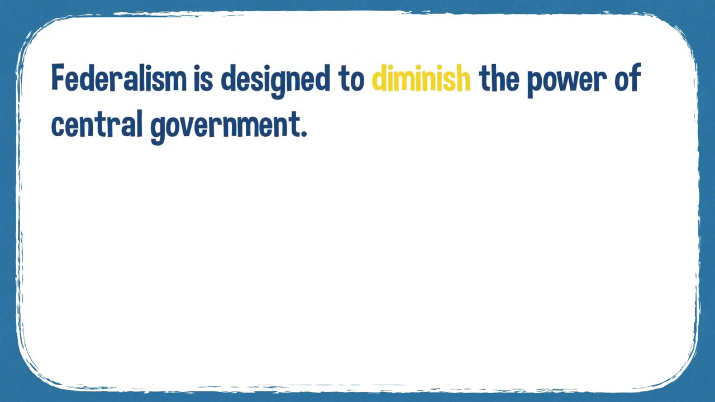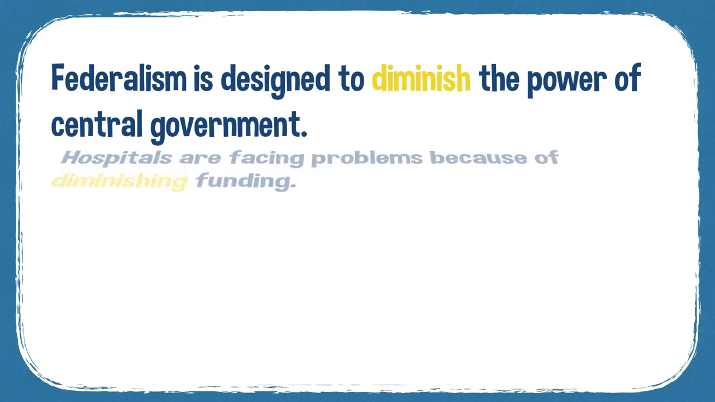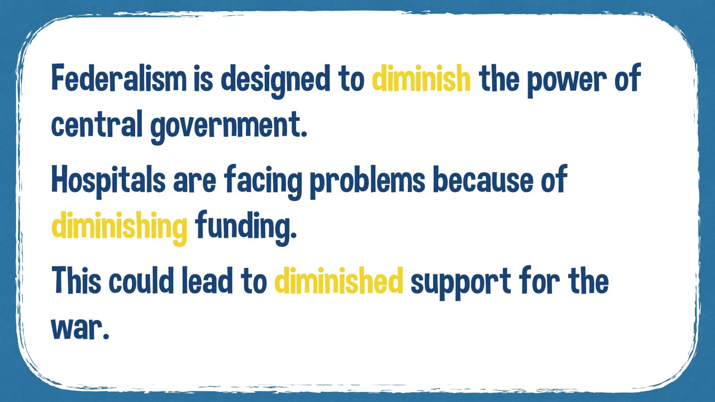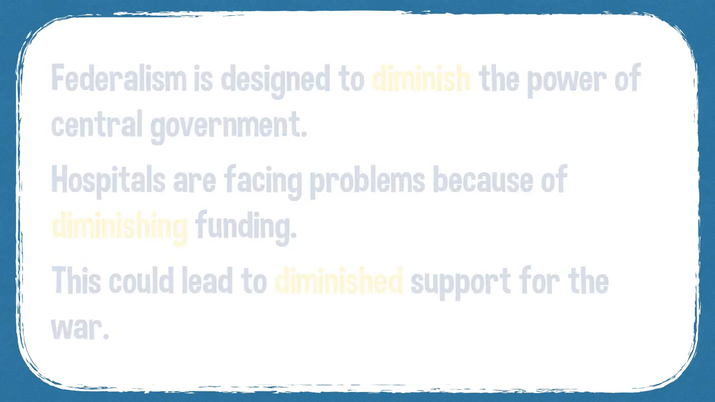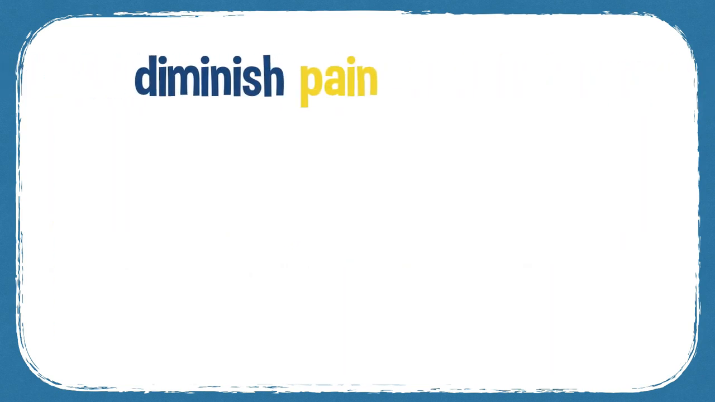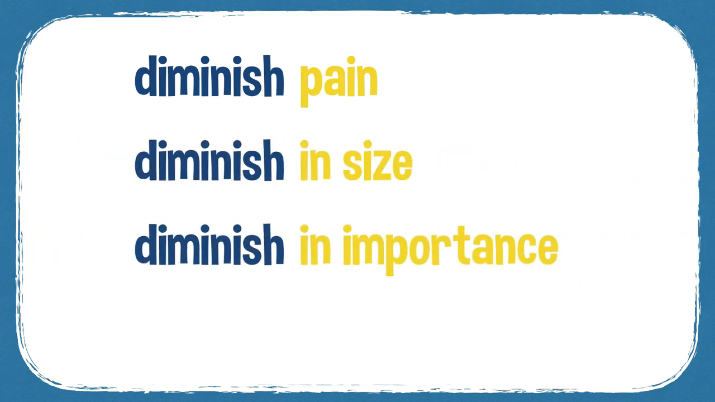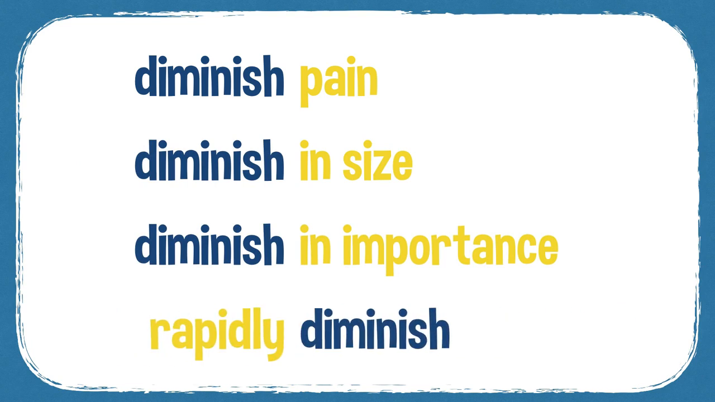Diminish. So when something diminishes, or is diminished, it becomes smaller or less important, less significant. So federalism is designed to diminish the power of central government. And hospitals are facing problems because of diminishing funding. The funding is going down, it's getting smaller. This could lead to diminished support for the war. So the support for the war may go down.